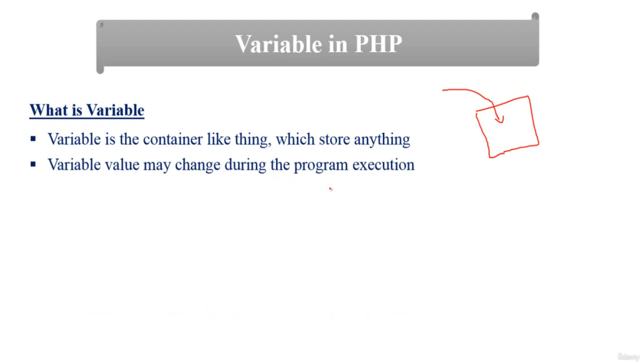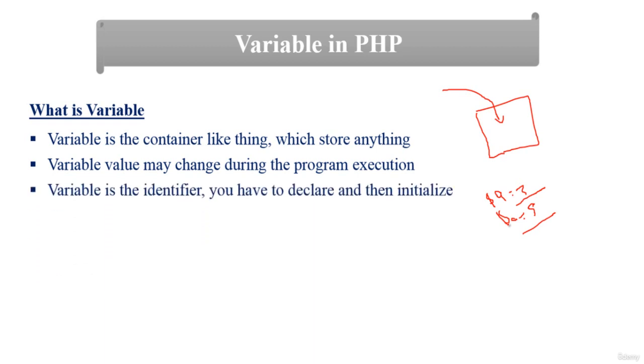A variable's value may change during the program execution. As you know, the name indicates that a variable is a thing which changes, and in a programming language it means that during a program execution, the variable value may change. For example, a is a variable and its value is 3, and on the second line I want to change the variable value to 5. So on this line the value of a is 3, on this line the value of a is 5. So you can see that a variable value may change in the same program.